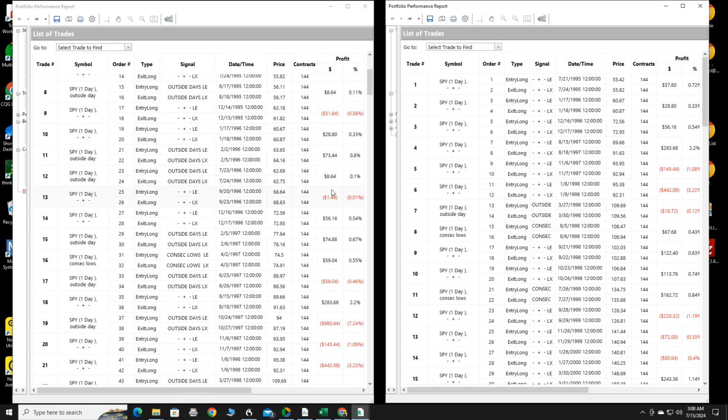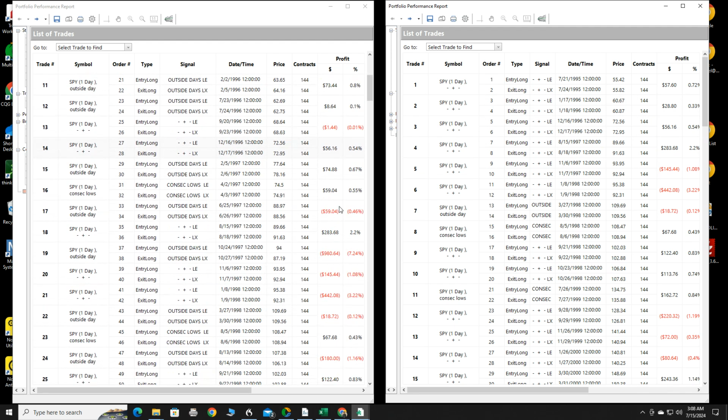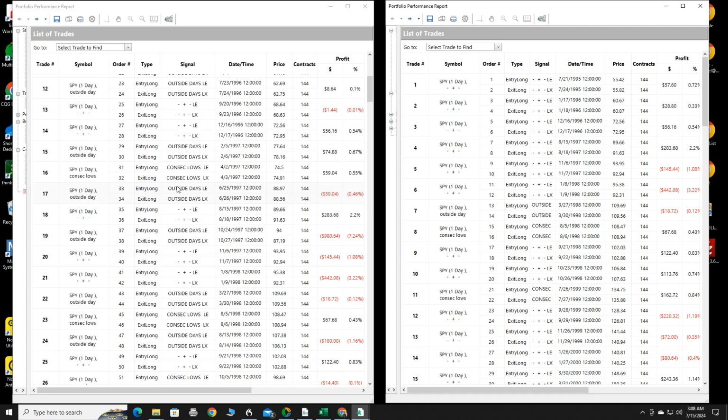So we had a number of trades here. Finally, we had a loss on September 20th, 96. The portfolio will then take December 16th, 96 here. We could go down. We have another loss here on an outside day. Different strategy. But notice what happens here.